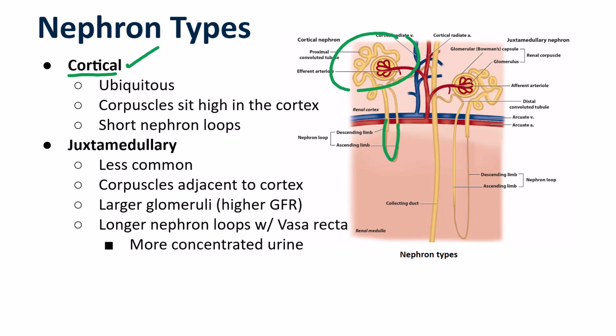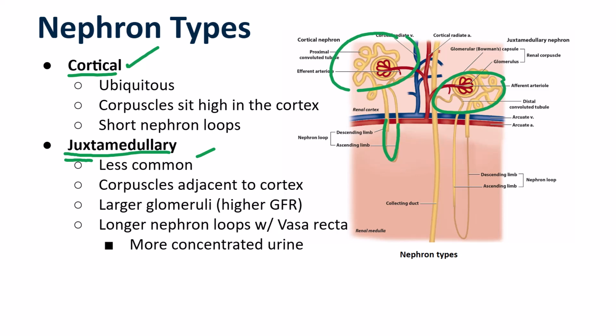We can contrast this with juxtamedullary nephrons. Juxtamedullary nephrons are much less common in humans. They are more common in desert-dwelling organisms where further refining water reabsorption is more important. Their corpuscles sit adjacent to the medulla. That's why we call them juxtamedullary, so against the medulla.